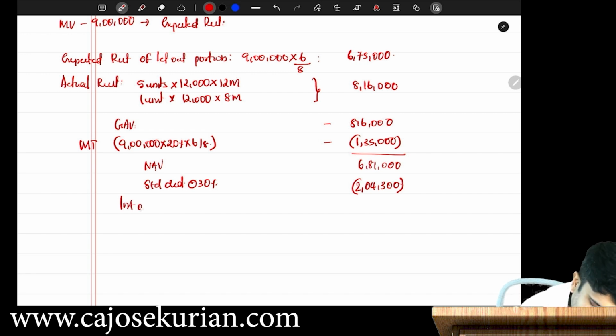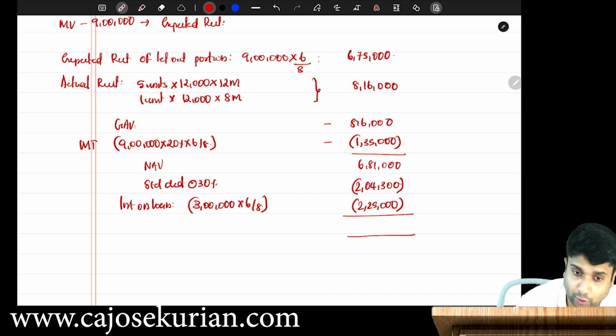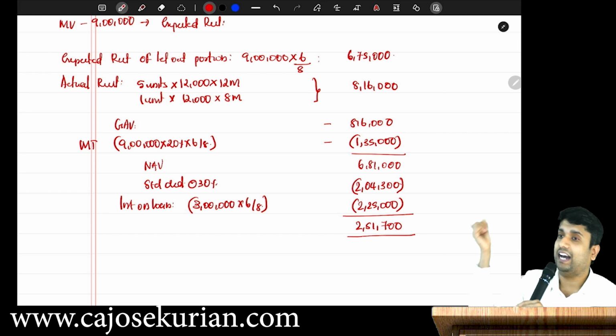Yes. Interest on loan in total. How much is the total interest on loan? Total interest on loan is 3 lakh into 6 by 8. How much is the interest on for let out portion? 2 lakh 25,000. Now how much is the total income of the let out 6 units? 2 lakh 51,700. Now this has to be split among Arun and Bimal.